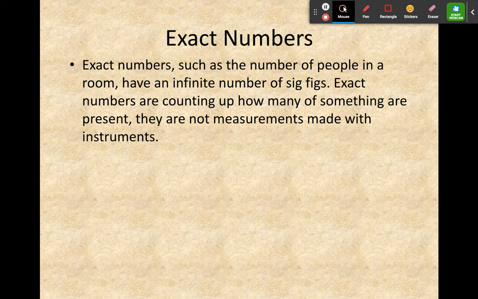So the amount of you all in this room is exact because there's not a half of any of you in here. We're not measuring you with a scale. Now, if we put all of you on a scale together and measured your mass in grams, would that be an exact number? No, it'd be a measured number.